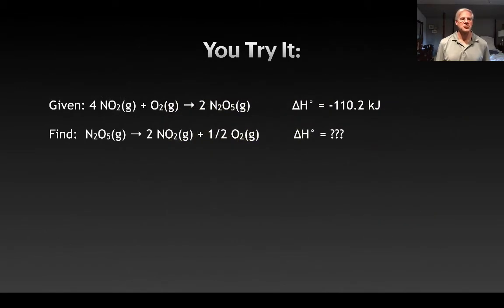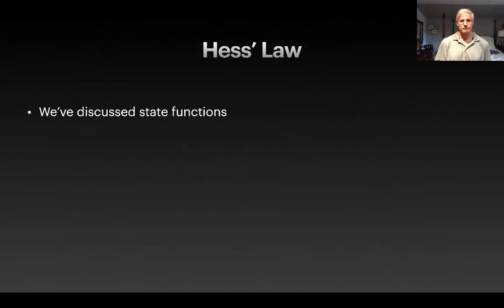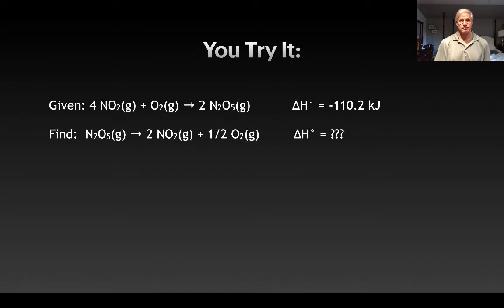So here's just some examples for you to try. So here's a problem for you to try. We've got a reaction up top, 4N2 plus O2 goes to 2N2O5. It's got an associated delta H. We've manipulated it somehow, and we've got a new reaction, and you need to find the new delta H. And look for that solution on the link.